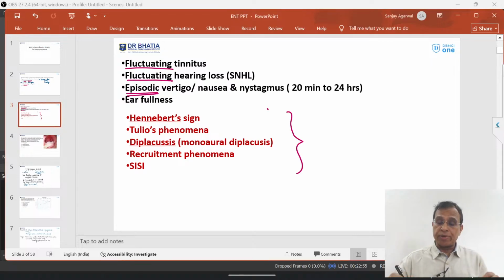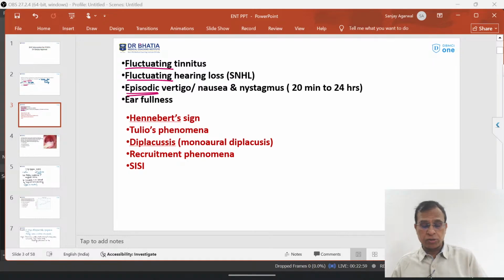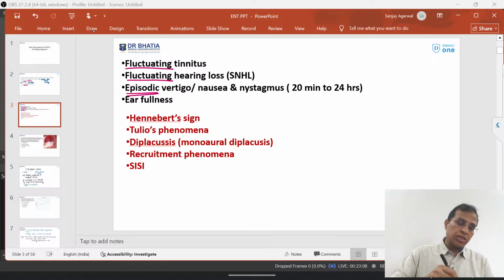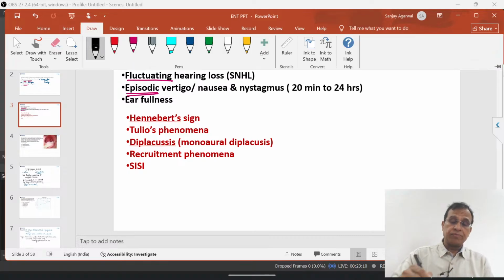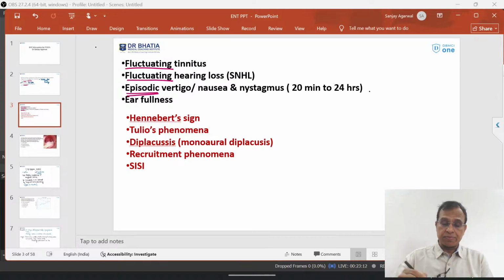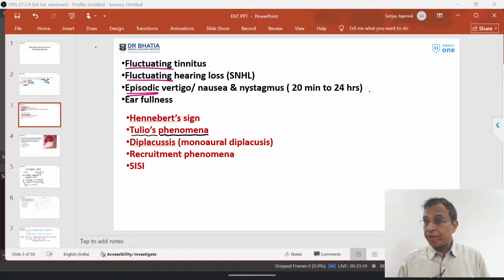Very, very popular MCQ: Hennebert sign, Tullio's phenomenon, diplacusis, recruitment, SI. Just remember these names. Now, for your information, for those who don't know, in 2023, in one of your FMG exams, they asked what is Tullio's phenomenon. This was an MCQ in your FMG exam in 2023.